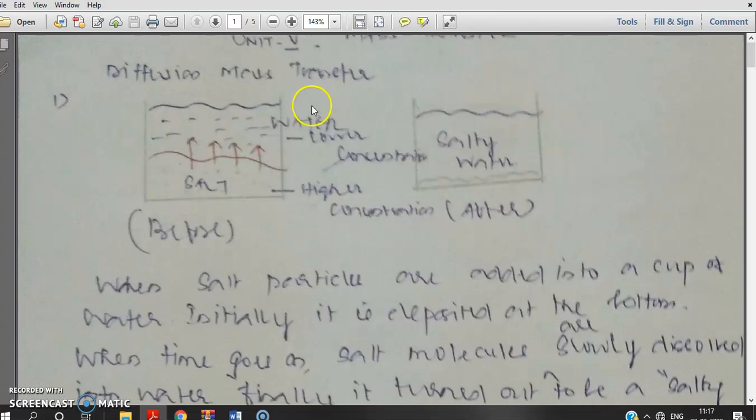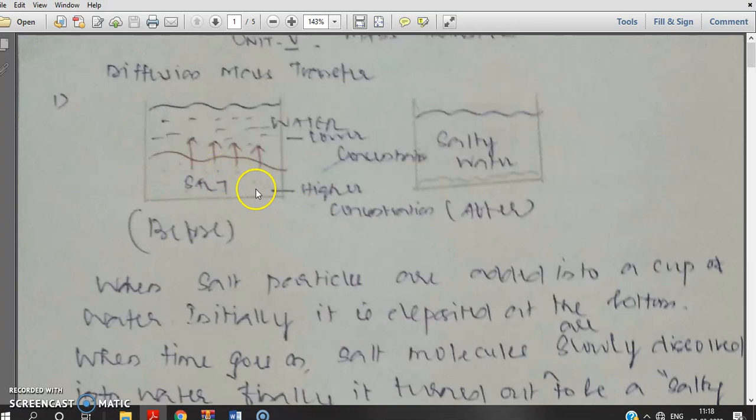Just look at this diagram. When salt particles are added into a cup of water, being of high density, the salt particles settle down at the bottom of the cup. When the water is added and time goes on, what happens? The salt molecules slowly get diffused into the water, such that mass diffusion, that is mass transfer, takes place from the high concentration side to the lower concentration side.